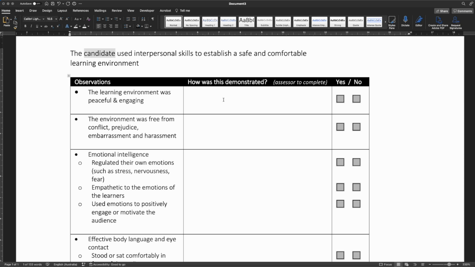Secondly, I've included this column here. How was this demonstrated? And the assessor is to complete this. So what they might do is, as they're observing each of these things on the left-hand side, they can go through and check them off and then go back and recall exactly why they said yes or no. So if the learning environment was peaceful and engaging, they can say there was plenty of interaction with the students who all seemed happy during the presentation or during the training. Again, the environment was free from conflict, prejudice, embarrassment, and harassment. They can select no potentially, and they can say some embarrassment was felt by a particular student.